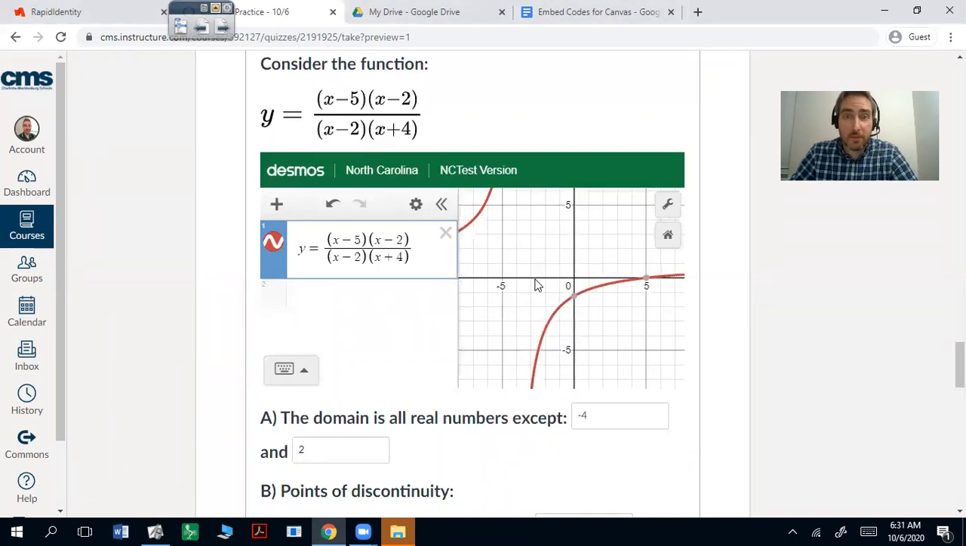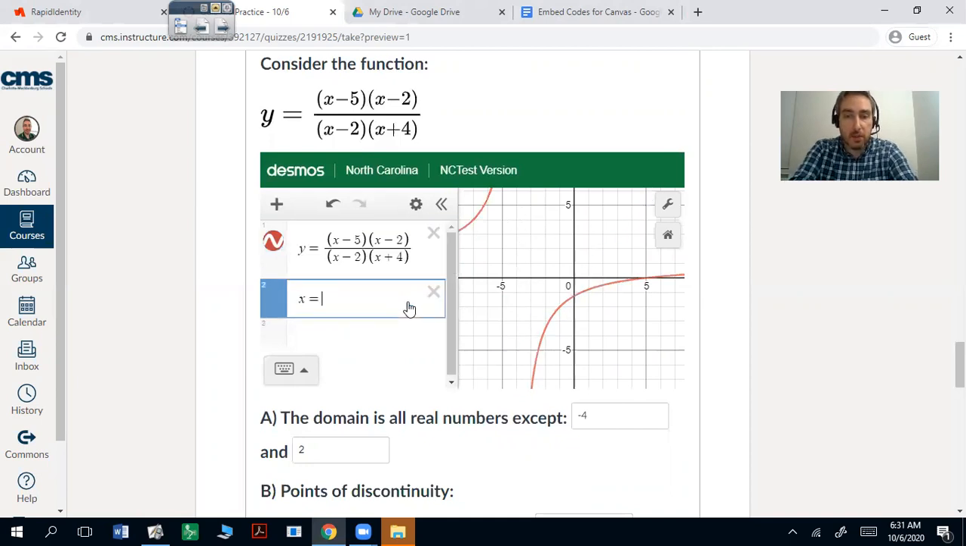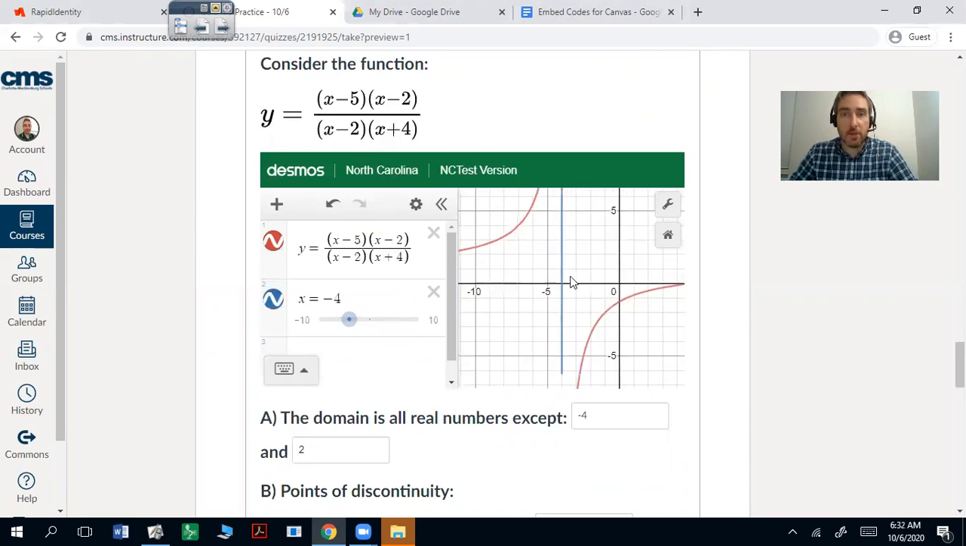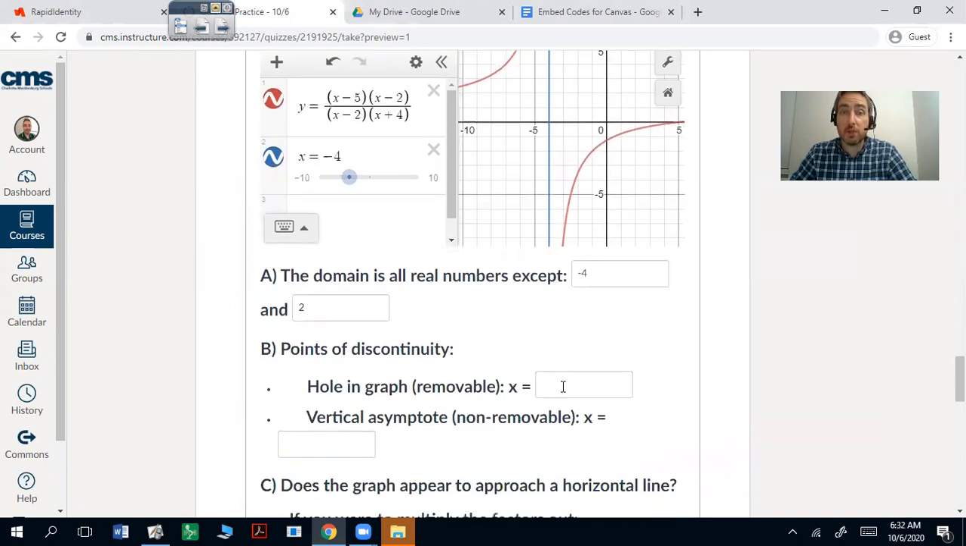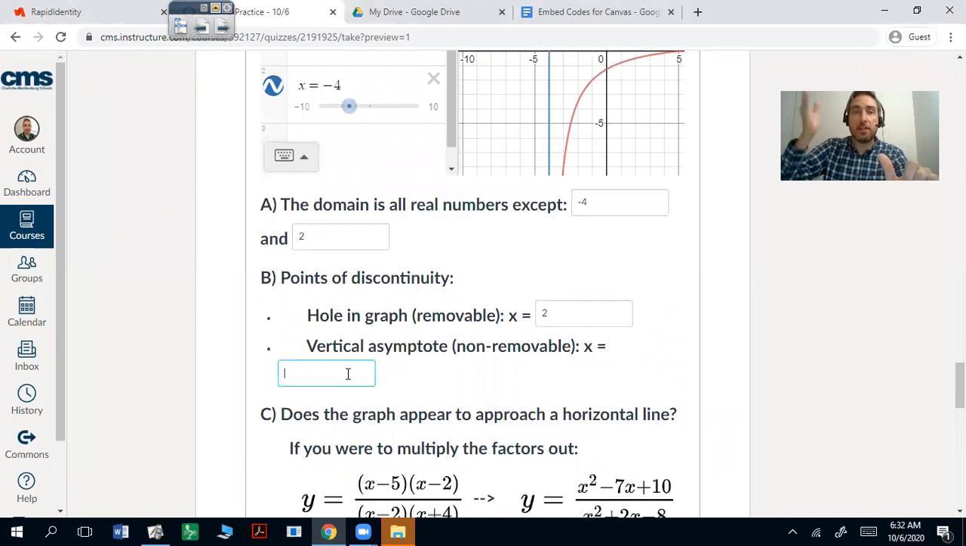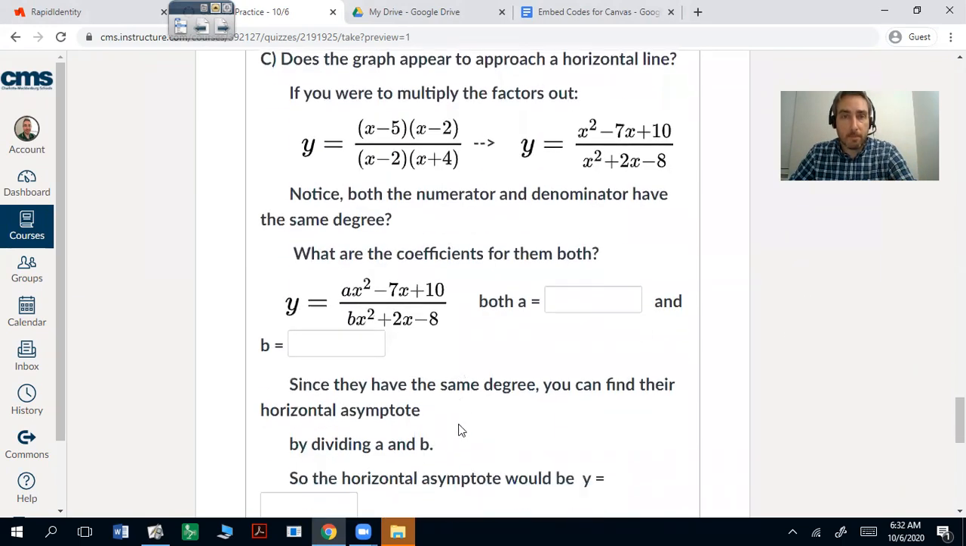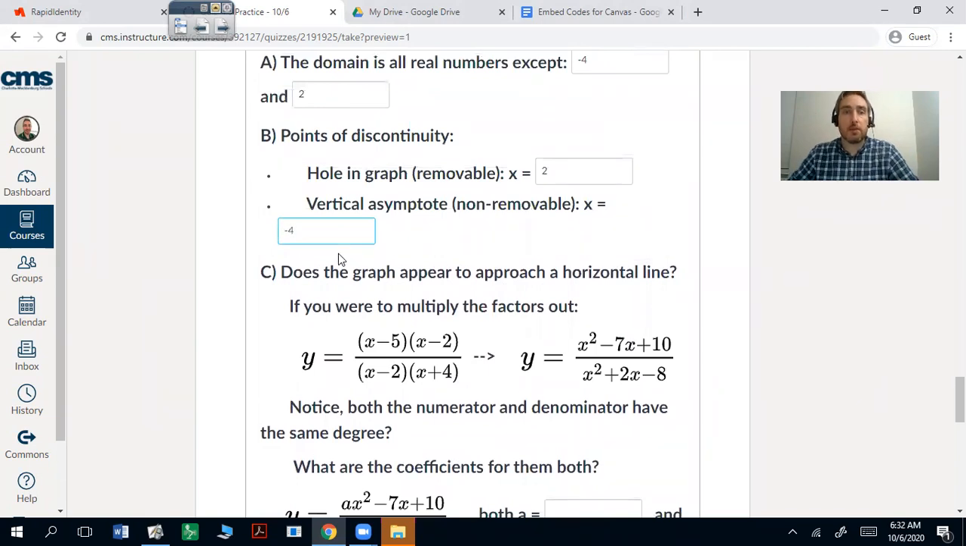And at -4, the graph doesn't ever want to touch it. So -4 is your vertical asymptote. You see how that vertical line, x equals -4, that line never wants to get touched by the graph. So that's your vertical asymptote. So the point of discontinuity, the hole in the graph, would be x equals 2, and that's the removable point because you can cancel that out. You could factor the x minus 2's out, right? Those are gone. So the -4 would be your vertical asymptote.